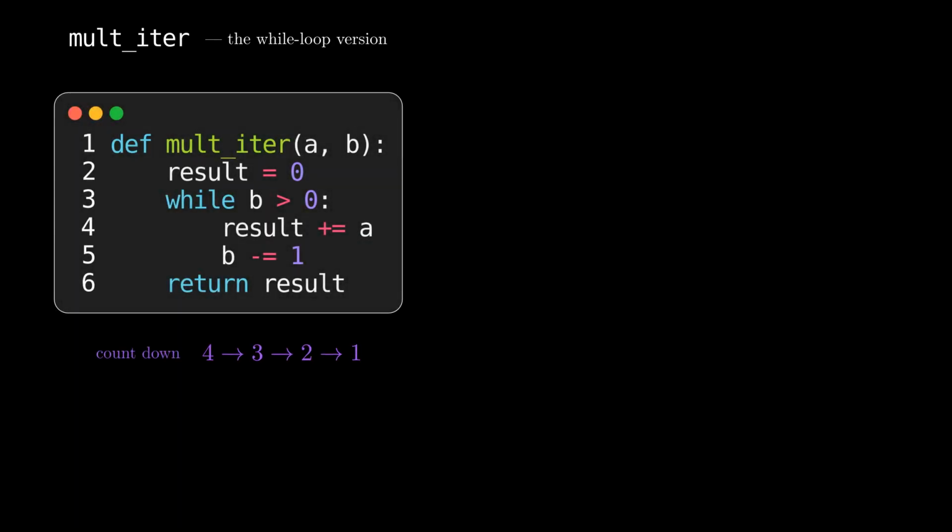Now the same job, written backward. Instead of counting up from 0, the while loop version counts down from b. Result starts at 0, playing the role total played before. While b is greater than 0, result increases by a and b decreases by 1. Here b itself is the counter, ticking down towards 0.